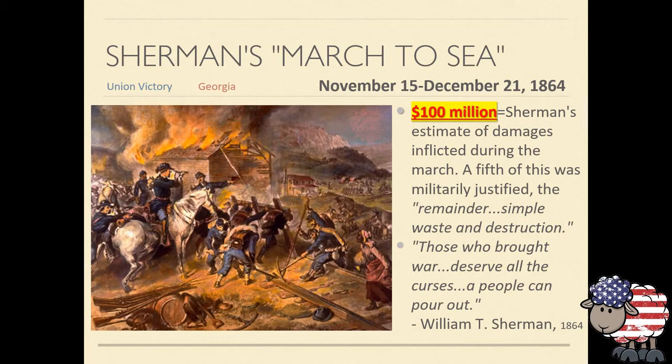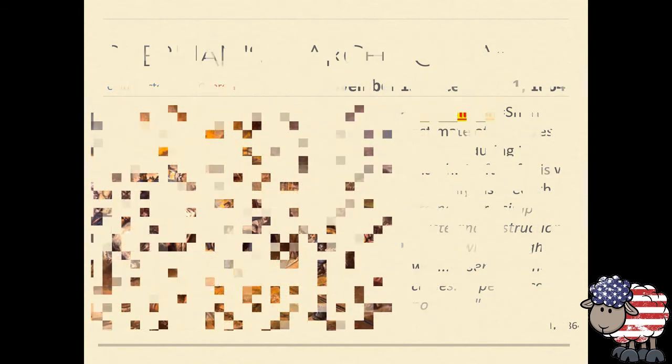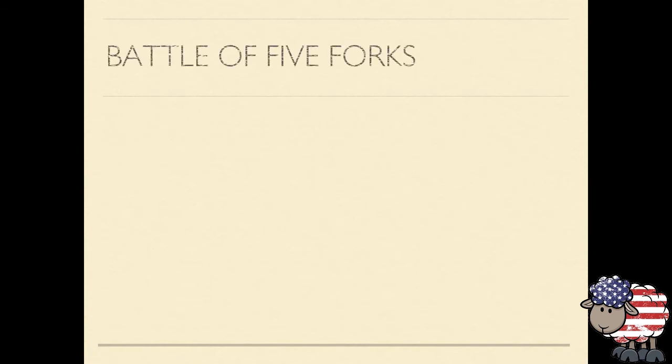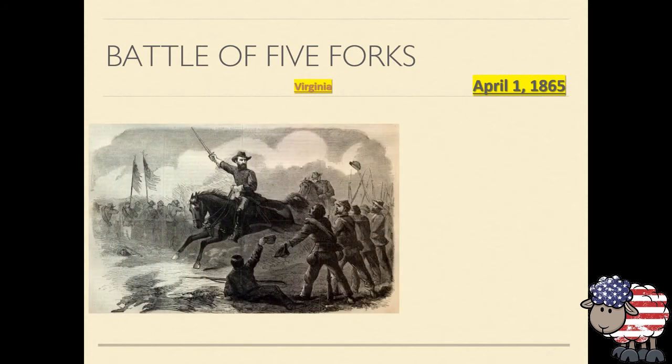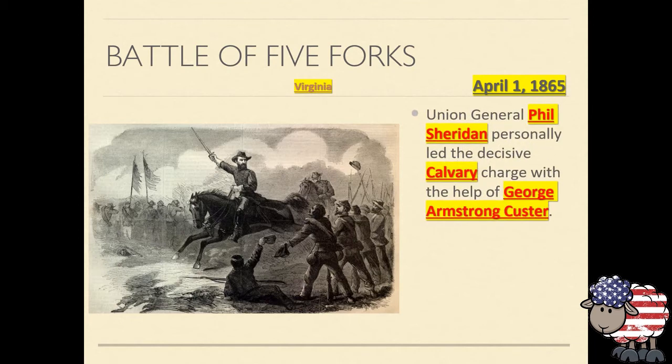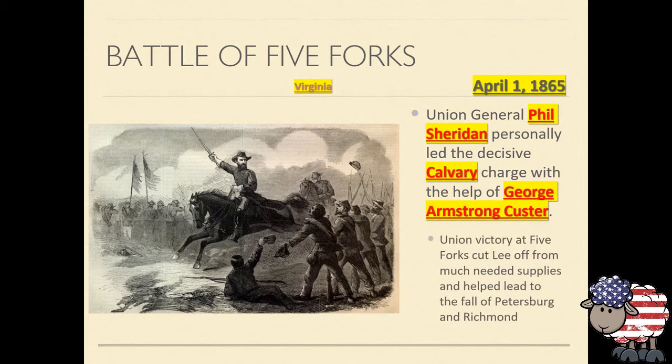Heading into April 1st, 1865, the Battle of Five Forks in Virginia, the war is coming to an end. You have another significant cavalry leader who's going to play a role after the Civil War in the West, General Phil Sheridan, where Sheridan, Wyoming gets its name. He personally leads a cavalry charge with the help of George Armstrong Custer. So the cavalry cut Lee off from much needed supplies and helped lead the fall of Petersburg and Richmond.